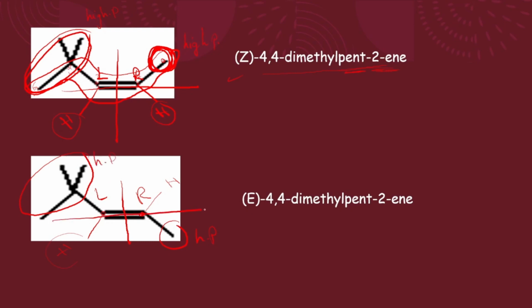Now, I should find out whether the two higher priority groups are at the same side of the double bond or at the opposite side. So they are at opposite sides. One higher priority group, which is the tertiary butyl, is above the double bond, while the other one is below the double bond. Okay, so this is a trans or E isomer.